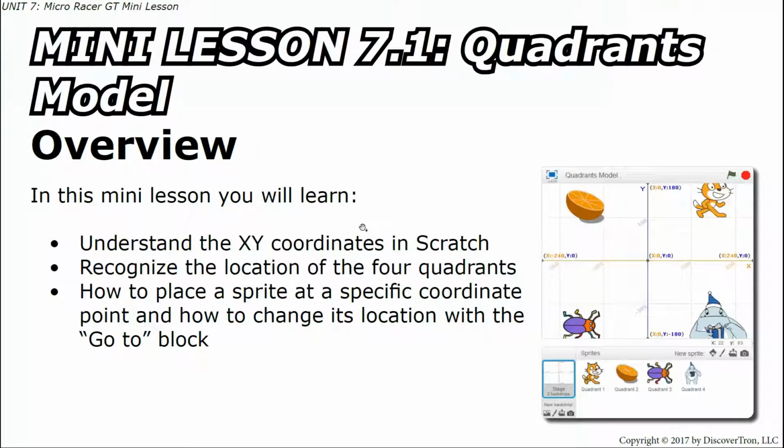So in 7.1, we're going to go over our learning objectives, talk a little bit about what you're learning, and then look at what the end program will entail. First, we're going to introduce you to manipulating the XY coordinates inside Scratch, and make sure we know the different locations for the four quadrants on the XY coordinates. Then we're going to know how to place a sprite with a specific coordinate in each of the different quadrants.